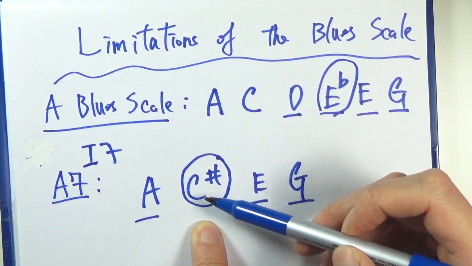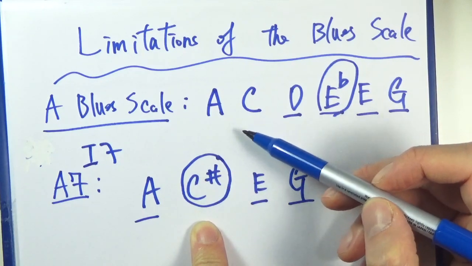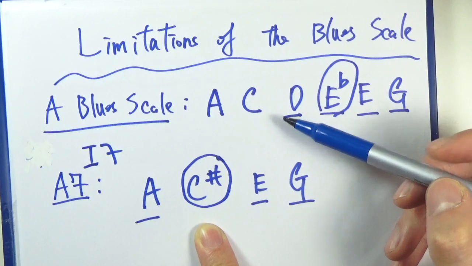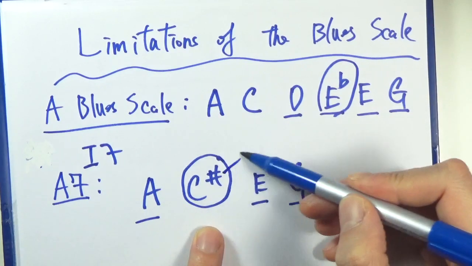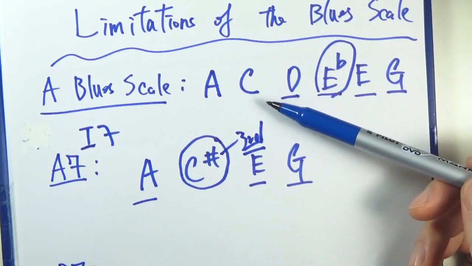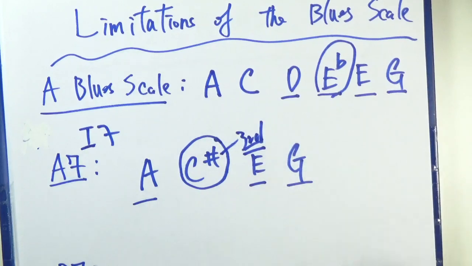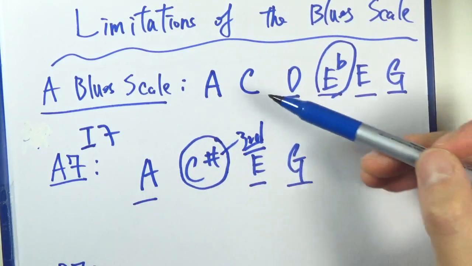If you check this out, you have C sharp in this chord, and we clearly do not have C sharp in the scale. So that's one problem. We don't have the very important tone, the major third here. So we'll need to do something about it later on. Okay, but for this video, I'm just going to talk about the limitation. So the first limitation is over the A7 chord, you don't have C sharp.